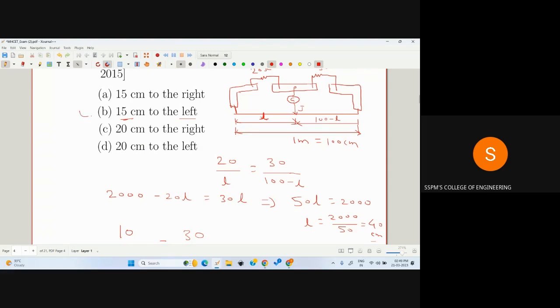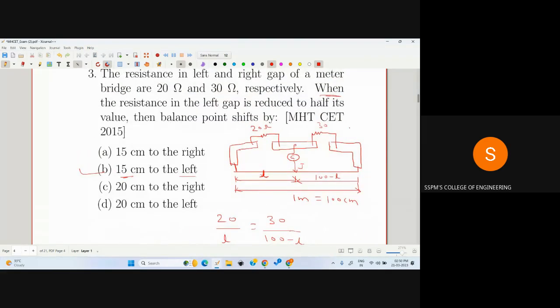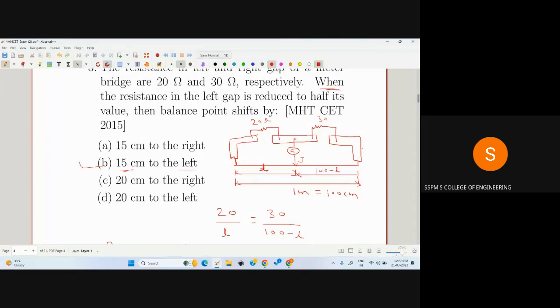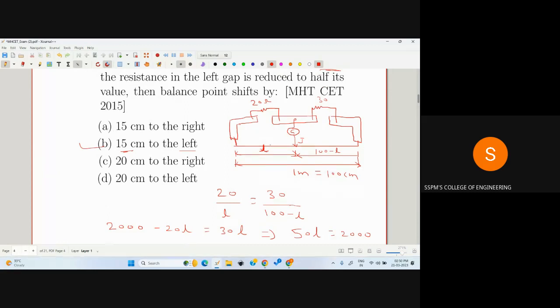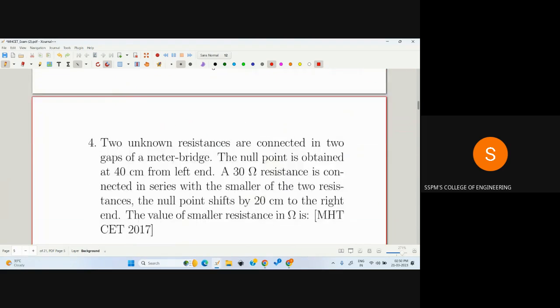So option B is correct. In this way you may solve the example. The prerequisite for solving this example is you should know the construction of the meter bridge circuit and the condition for the balanced bridge. This is the condition: 20 divided by L is equal to 30 divided by 100 minus L, where L is the location of the null point, or the location of the balanced circuit. Let us move to the next example.